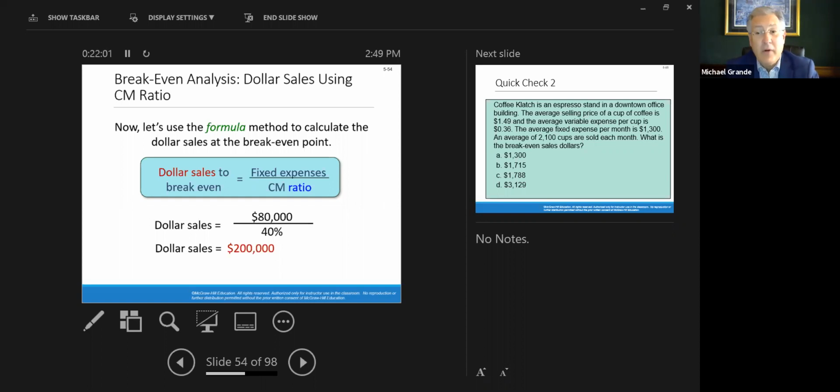$80,000 divided by 0.40 is $200,000. So what that's saying is when total sales revenue is $200,000, net income will be 0. So let's remember, we calculated break-even point in units. Break-even point in units was 400 units times $500 a bike, $200,000 in sales.